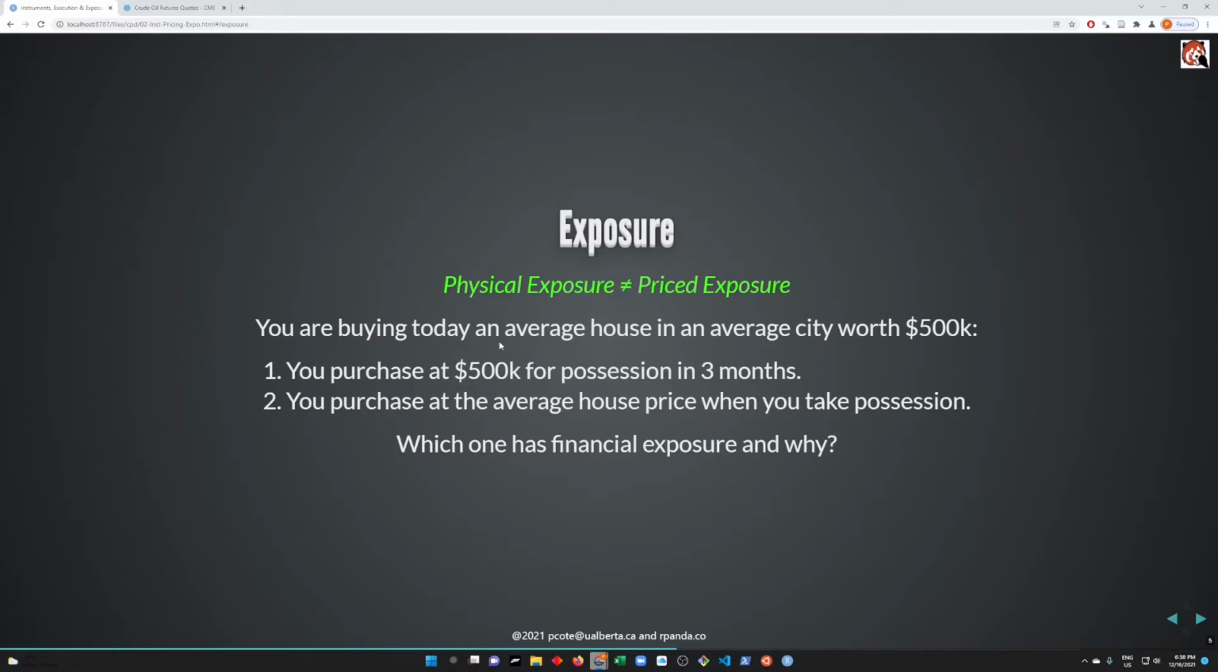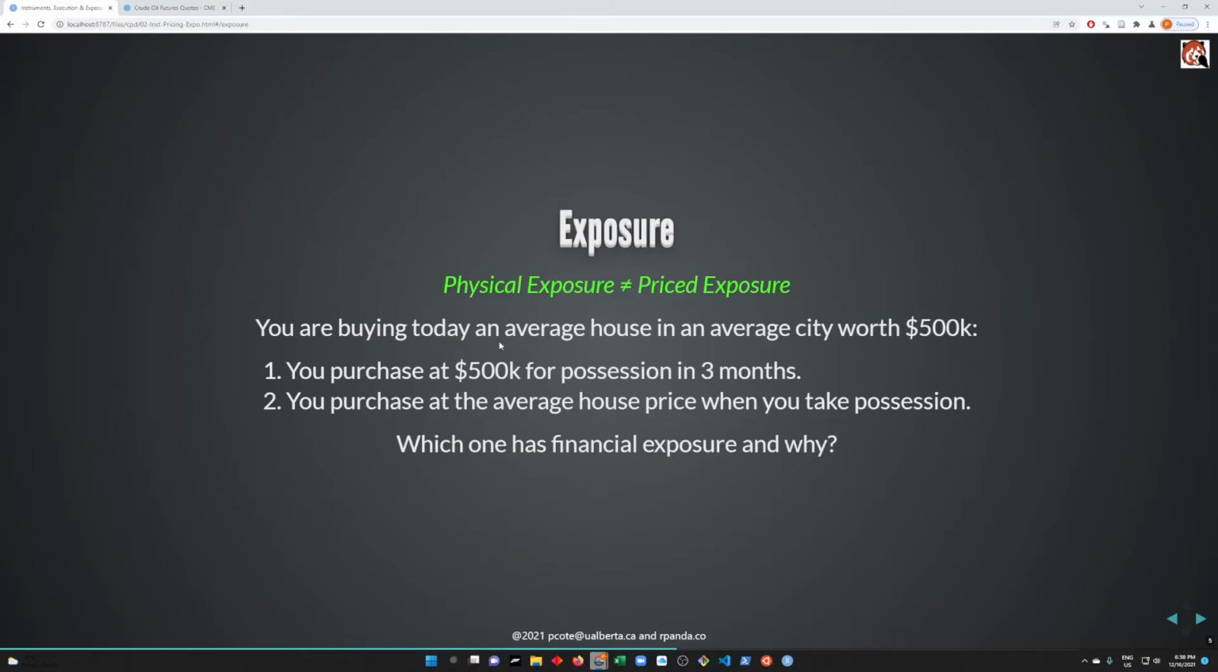Many folks are actually confused in this case, and think option two is the one that has financial risk, but it's in fact option one that has financial risk or price exposure. And here's how to think about it.